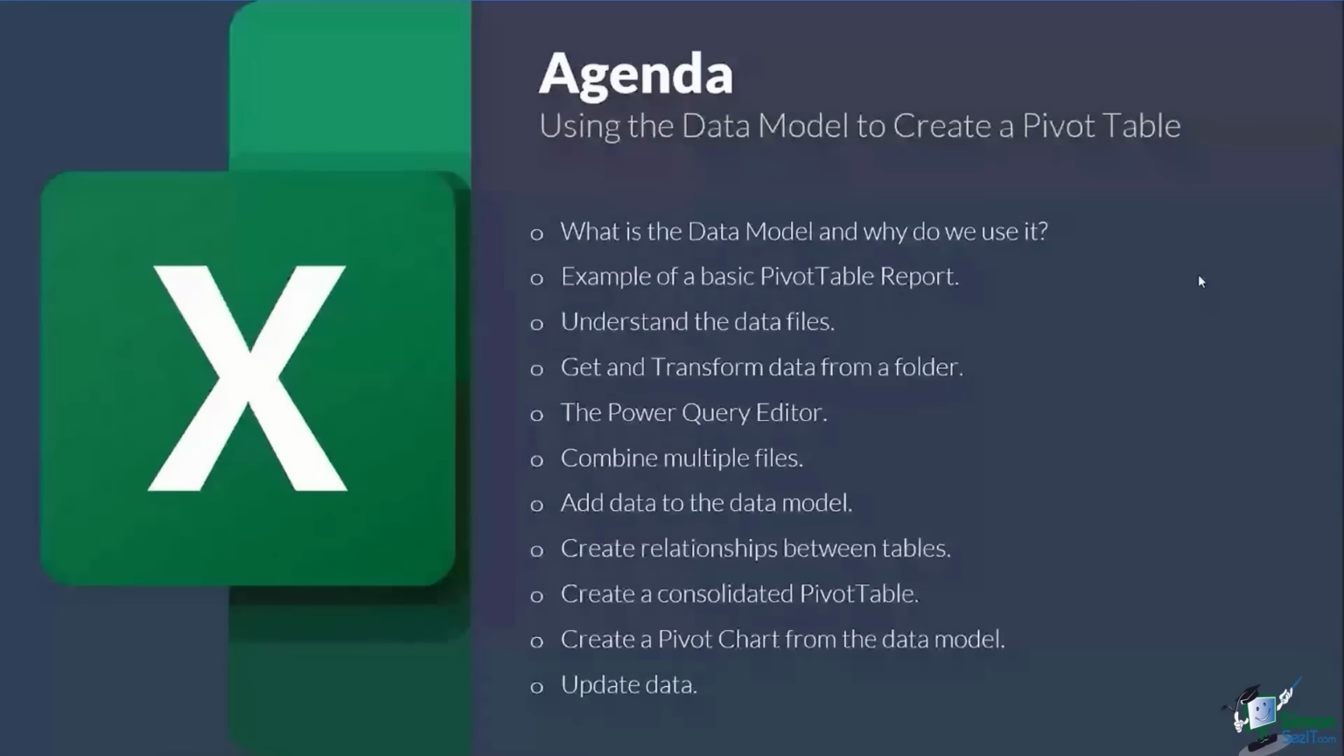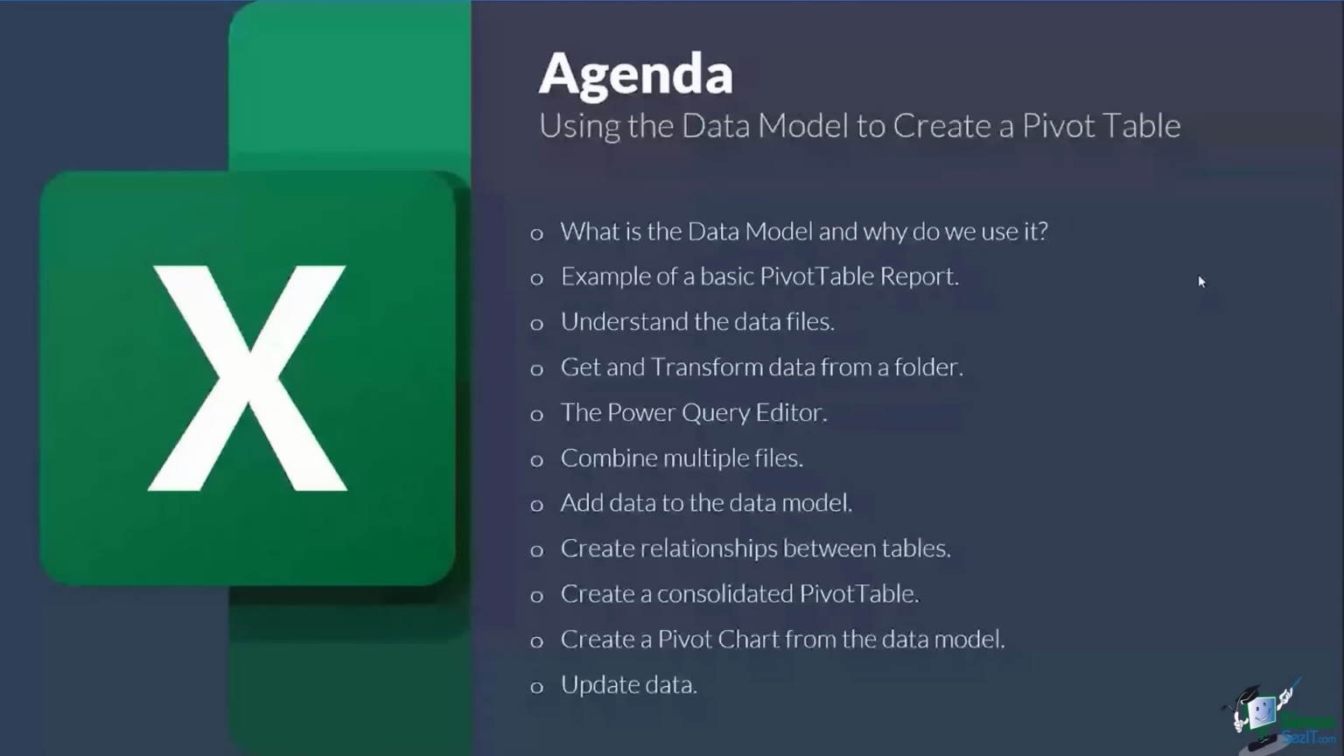Now, if you've never used data models before, then most of that agenda is probably not going to make too much sense to you. Things like Get and Transform, Power Query, combining, what does this all mean? It is going to become clear as we work our way through. So let's start out with that first initial question. What is the data model and why do we use it?